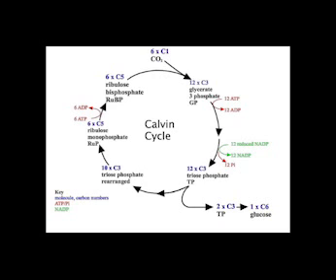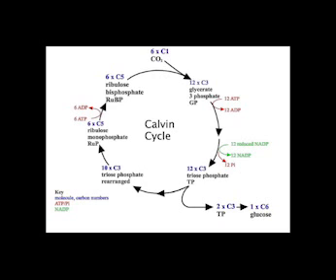The first part I will cover is carbon fixation. In this part, 6 CO2 combine with 6 RuBP to produce 12 PGA. The enzyme rubisco catalyzes the merging of CO2 and RuBP. The Calvin cycle is referred to as C3 photosynthesis because the first product formed, PGA, contains 3 carbon atoms.